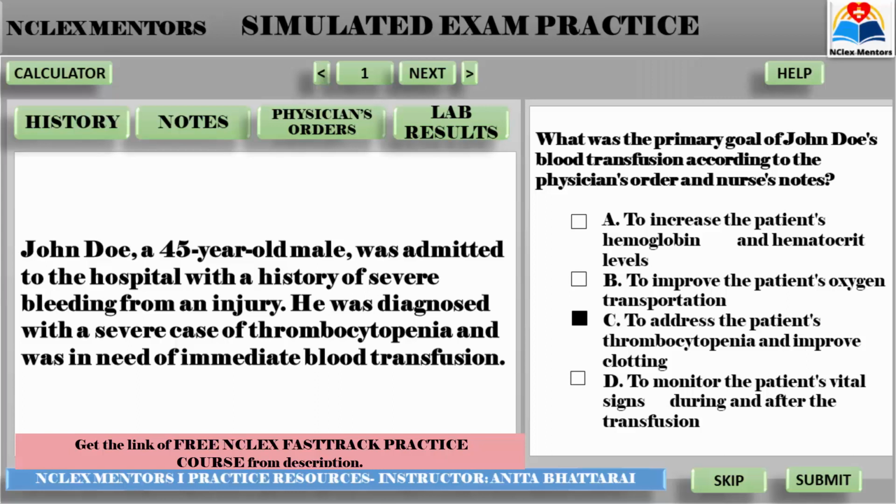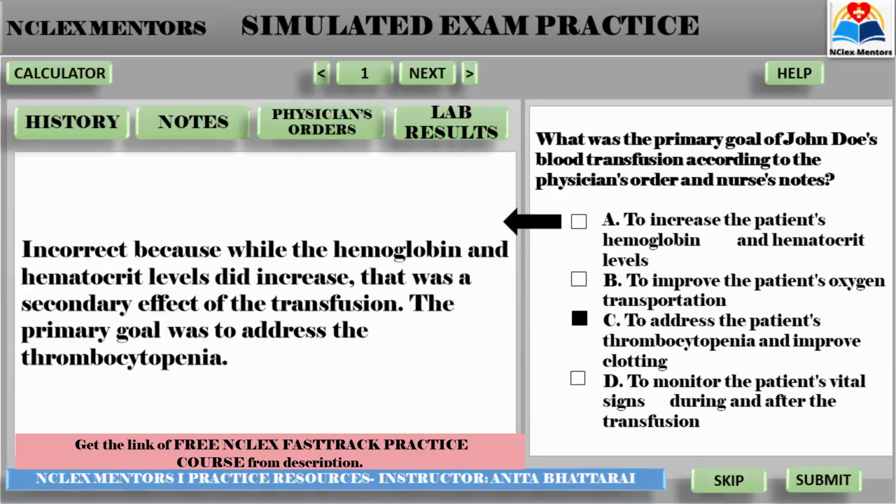The correct answer to this question is C, which says to address the patient's thrombocytopenia and improve clotting. Let's see why each of these options is either right or wrong. Option A is incorrect because while the hemoglobin and hematocrit levels did increase, that was a secondary effect of the transfusion. The primary goal was to address the thrombocytopenia.